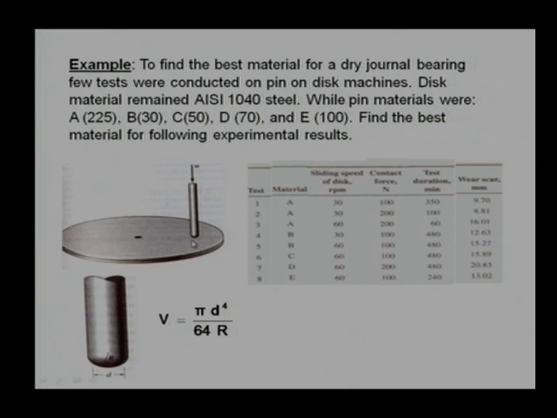A schematic of this pin on disk machine is shown over here. You can see this is a pin, a smaller size compared to the disk, and the disk material is steel. This pin can be material A, B, C, D, or E, any one of these. And the applied load W is varying in the following order: for the first test it is 100 Newton, for second and third 200 Newton, for fourth, fifth and sixth 100 Newton, 7th 200, 8th 100. So, it does not show any order as such. These tests were performed arbitrarily.